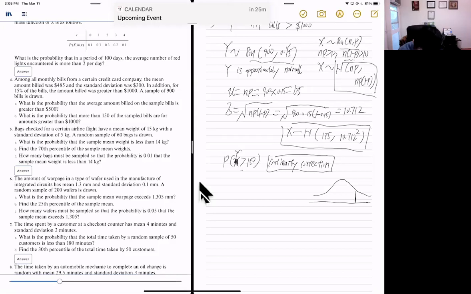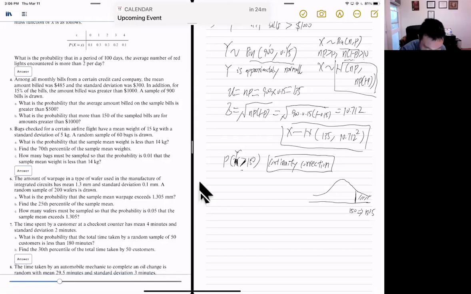How to shrink the range? So we need to increase 150 to 150.5. By doing that, we shrink the range a little bit, and that is called continuity correction. Again, that is because we're asking Y larger than 150. So 150 doesn't count. So we need to shrink the range.